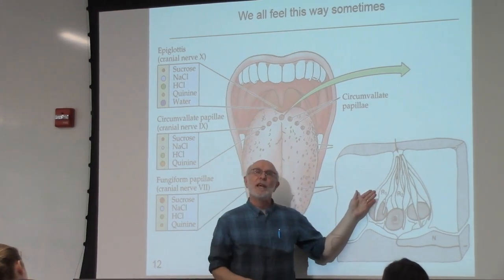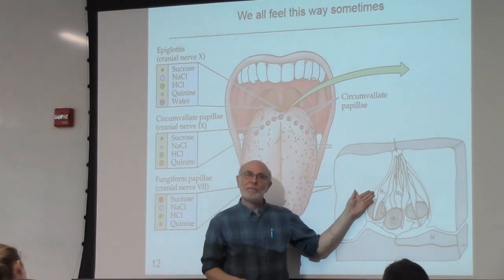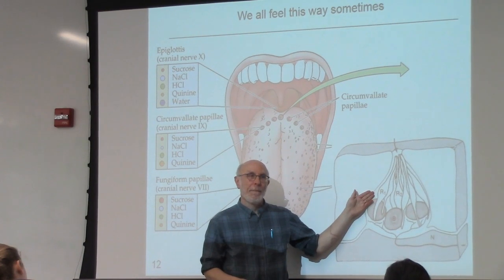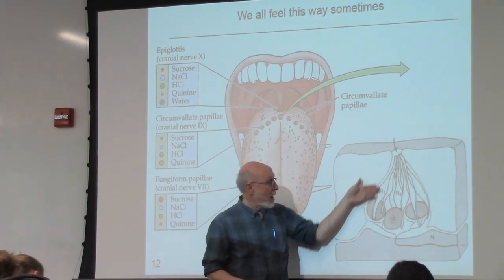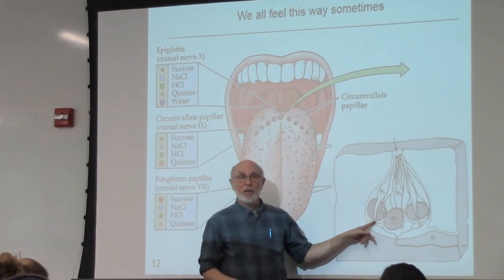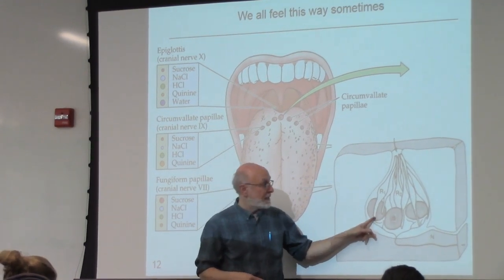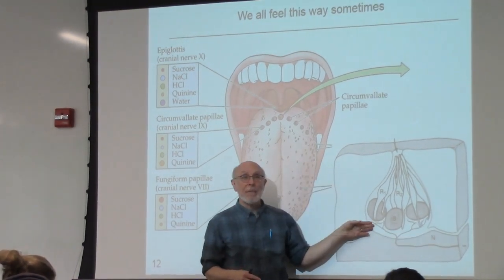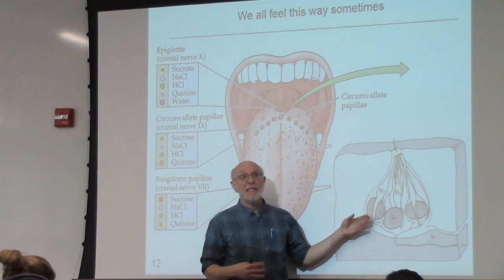Are taste receptor cells long or short receptor cells? Short. They're short. They do not have an axon. The first axon is of the secondary cell. The first synapse of the taste pathway is in the taste bud.